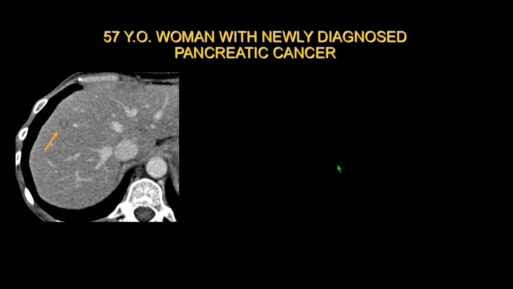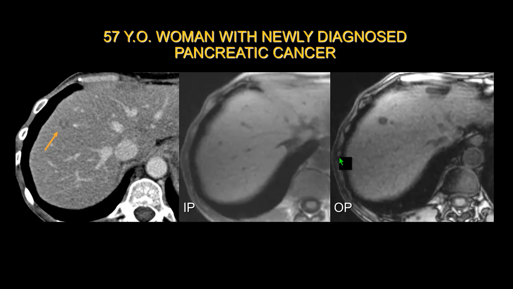cancer. So here is a woman with a newly diagnosed pancreatic cancer, and we did our staging examination with CT, and we identified this hypoattenuating lesion in her liver. So we did an MR examination to further characterize this lesion, and as you can see, these are in-phase and opposed phase MR images, and on the opposed phase image we see signal dropout, indicating that this is simply focal steatosis, even though it looked very concerning for a hepatic metastasis.